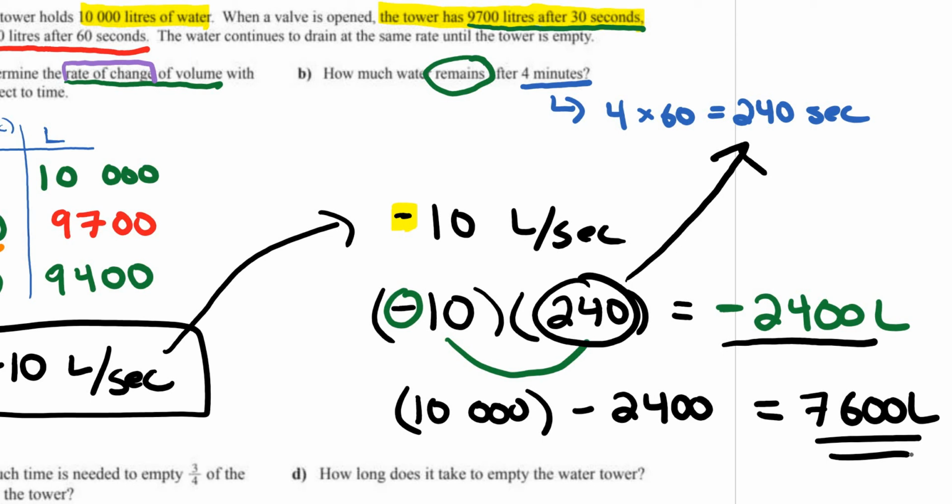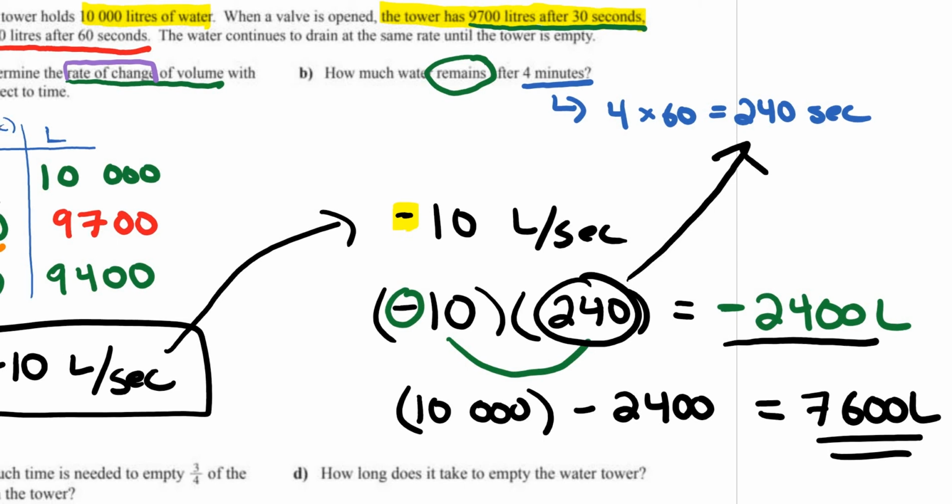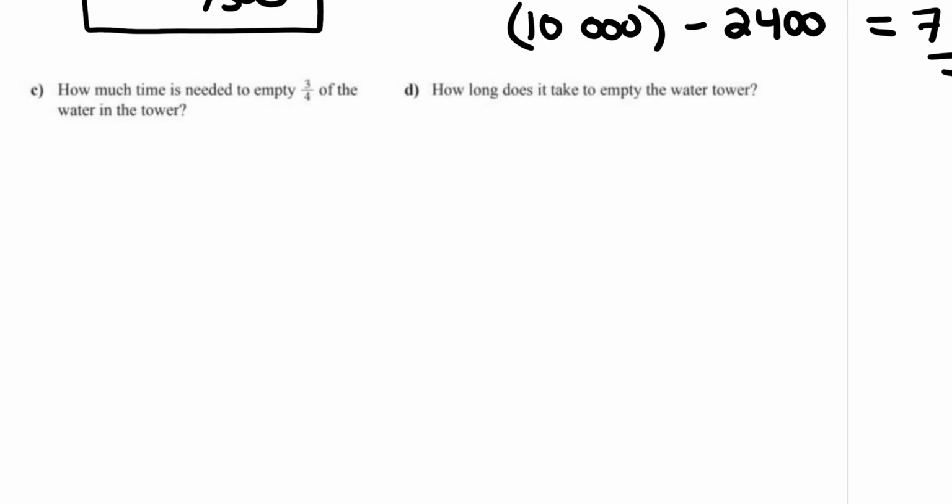So after 4 minutes, which is 240 seconds, we will lose 2,400 liters, which means that there's 7,600 liters left. Okay, so hopefully that made some sense. If it didn't, please see me in class. Let's move on to question C now.